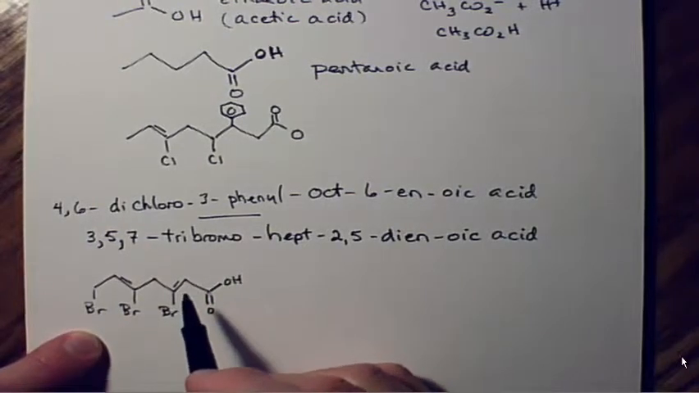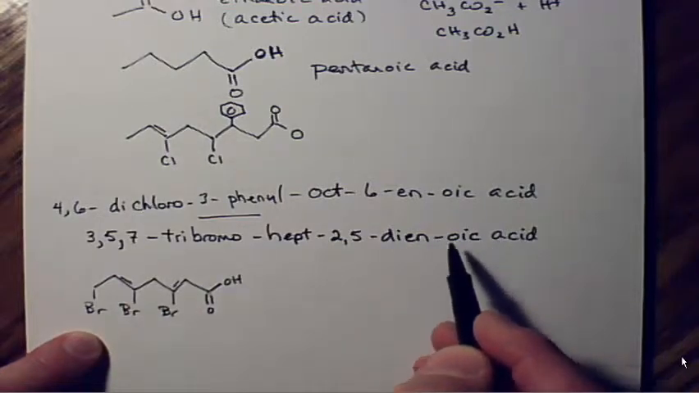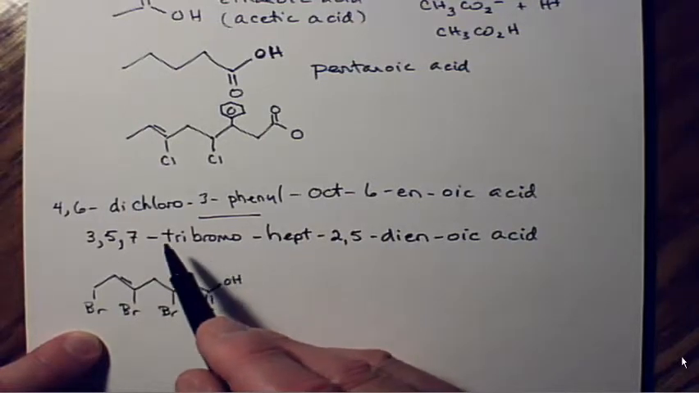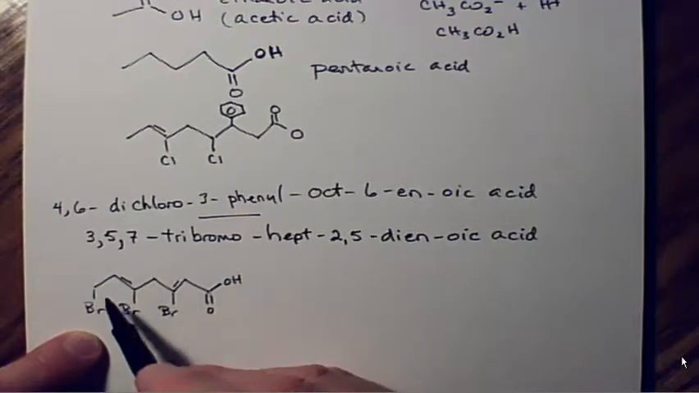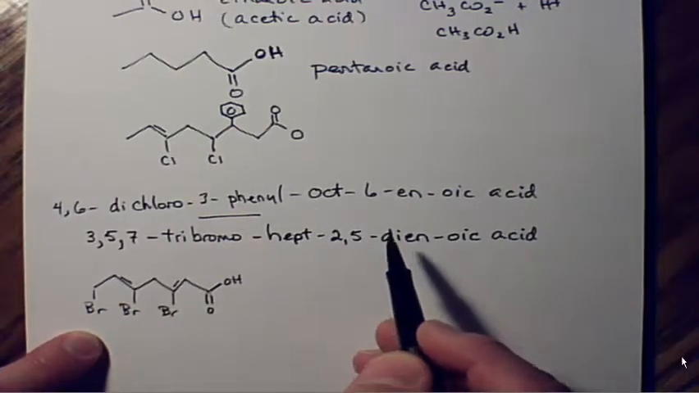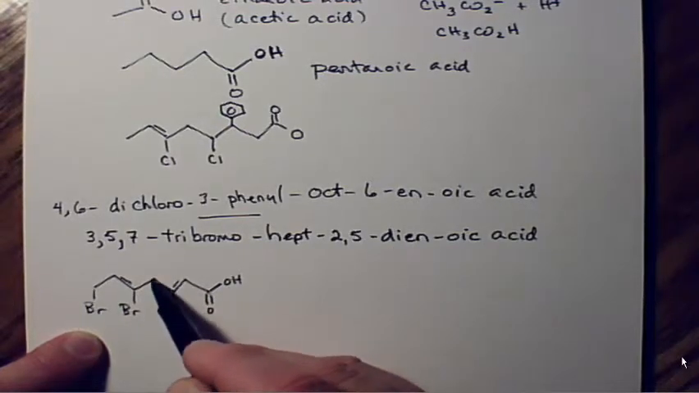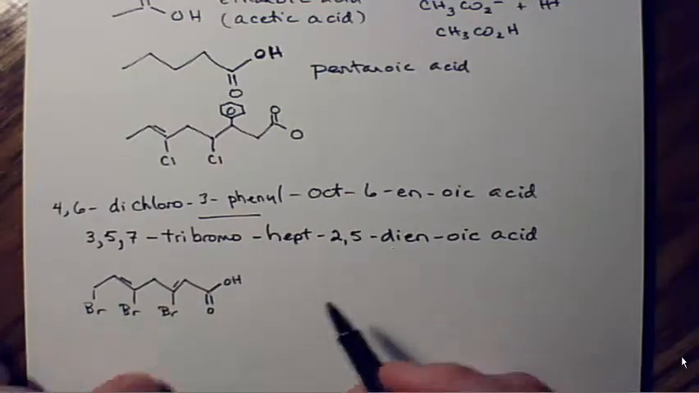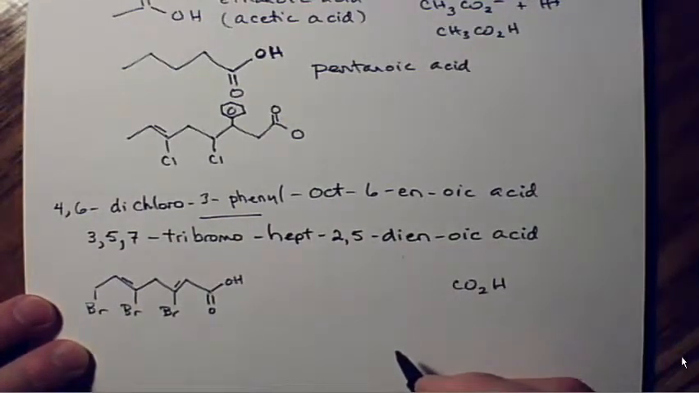This is one way to write the answer. This would be carbon number 1. That's where the oic acid is. The carboxyl group goes there. You've got 7 carbons, 1, 2, 3, 4, 5, 6, 7. Bromos are on 3, 5, and 7. The double bonds, 2,5-diene. Ene is a double bond. So it's on 2. So 1, 2, there's a double bond. 3, 4, and 5, there's a double bond. You could also write your carboxylic acid as CO2H if you wanted to. That's a perfectly acceptable way to write it.